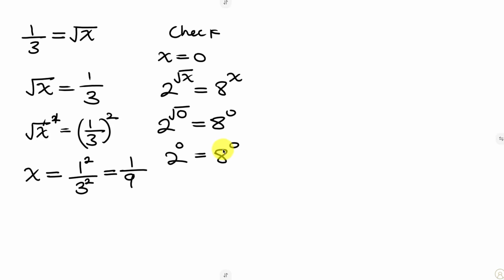And from the law of indices, when we raise any number to the power of 0, the result is always 1. So 2 to the power 0 is 1, and this is equal to 8 to the power 0, which is 1. So we see that the left-hand side and the right-hand side are the same, which shows that the value of x equal to 0 is a solution. Now let's check again, this time when x is equal to 1 all over 9.